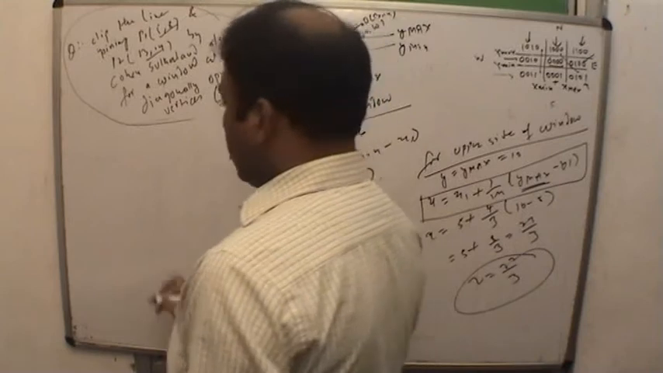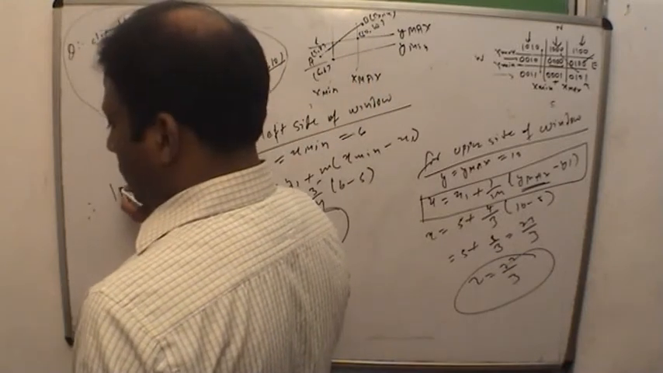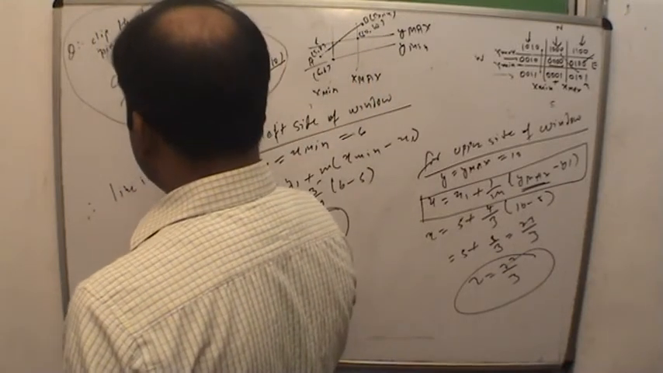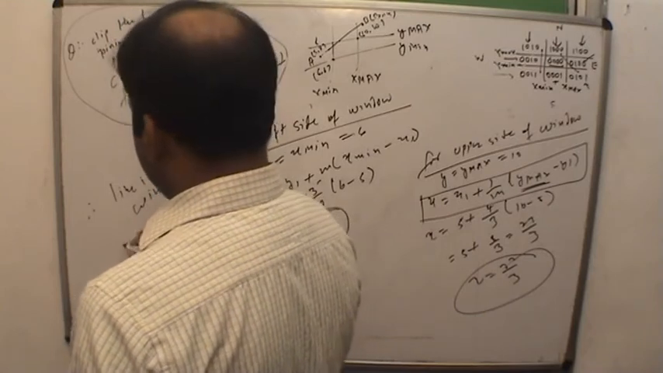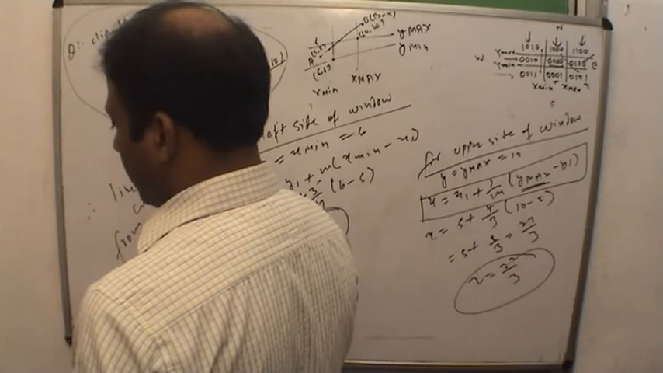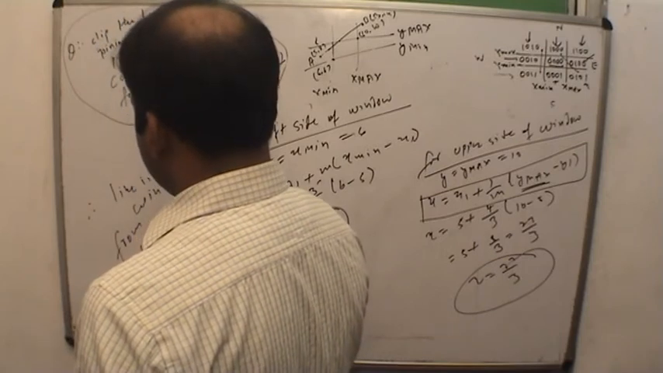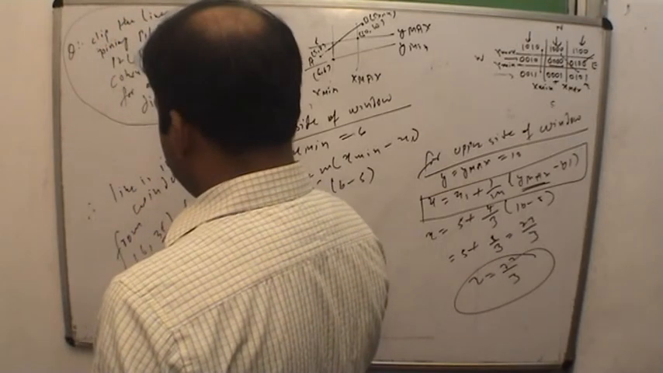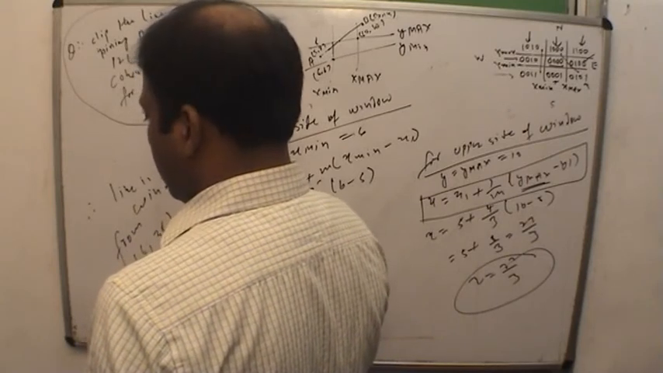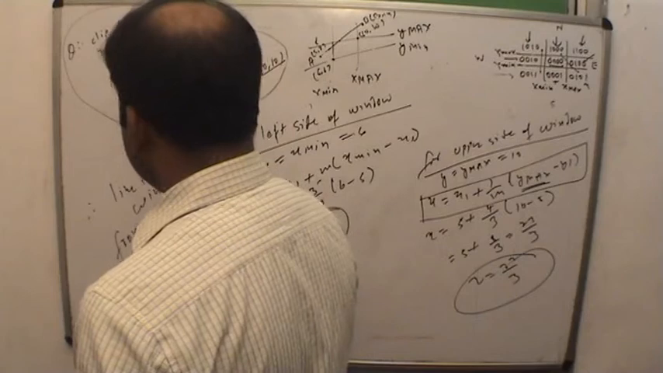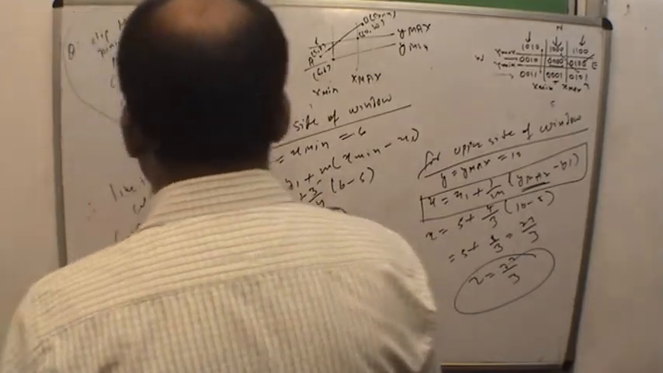So now the line is inside the window from 6, 35 by 4 to 23 by 3, 10. This is the final result.